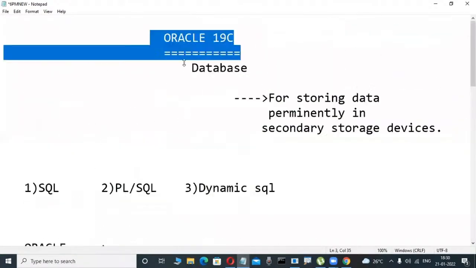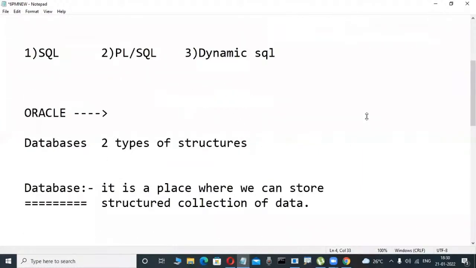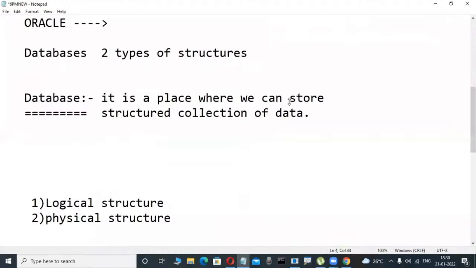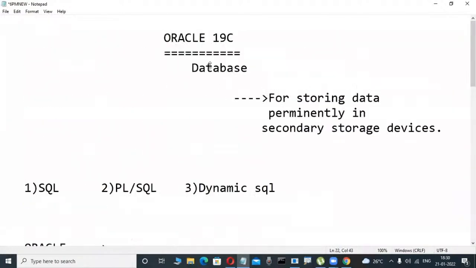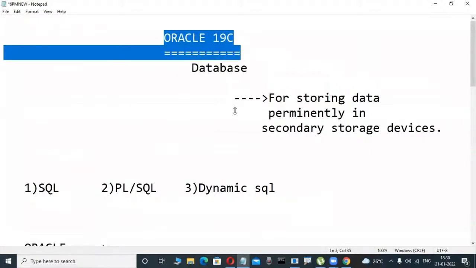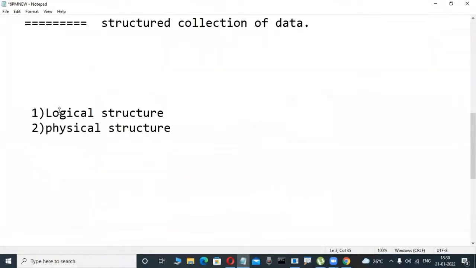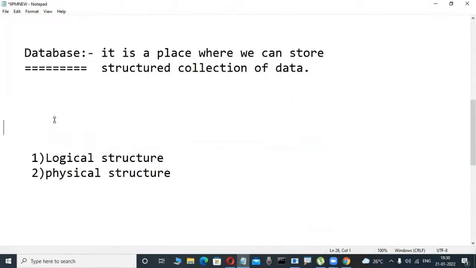It is a place. Whenever we are installing this type of software, some place is automatically reserved in the hard disk. In that place only we can store a structured collection of data. Okay, fine. But whenever we are installing these types of software, two types of structures are there. One is logical structure. Another one is physical structure.